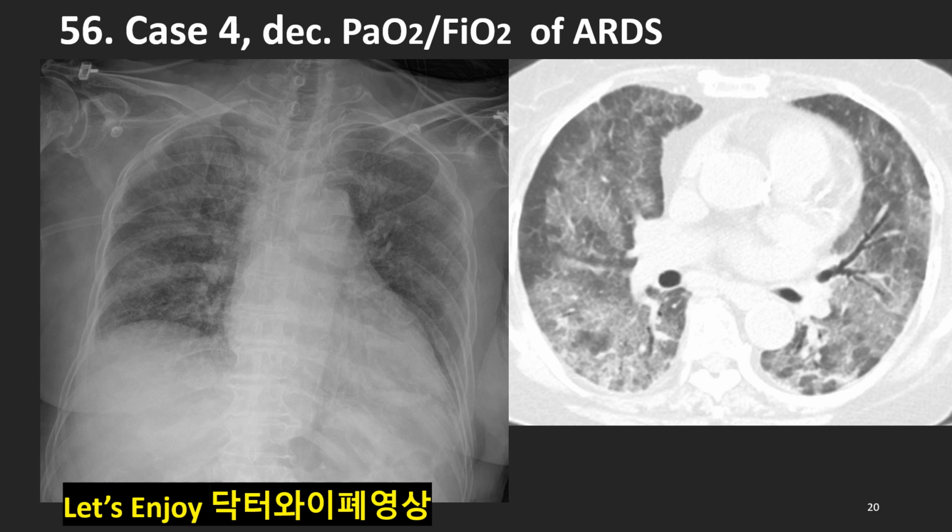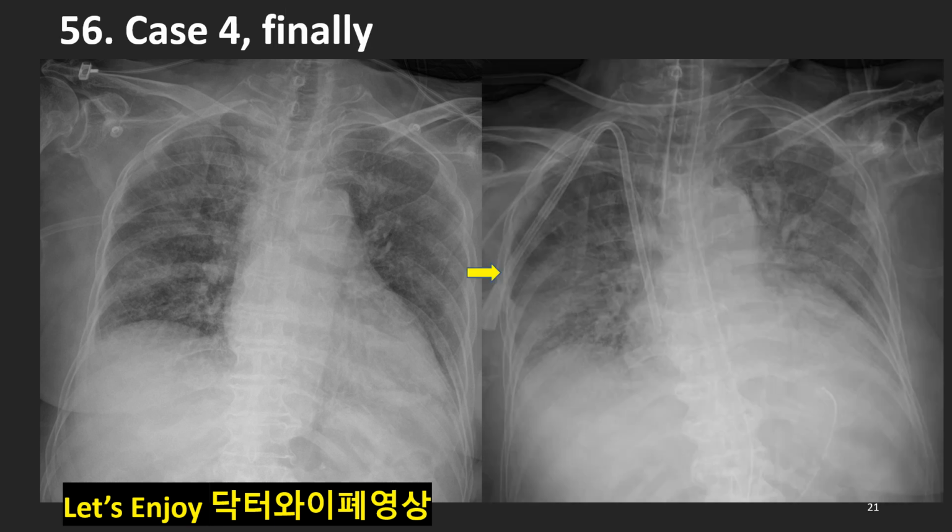On your left side, chest radiograph shows bilateral confluent densities, and on your right side, CT shows bilateral diffuse ground glass opacity with bronchial dilatation showing some kind of fibrosis. Her final right side radiograph showed a worse condition, more tubes, catheters, and whiter both lungs, and traction bronchiectasis of fibrosis.